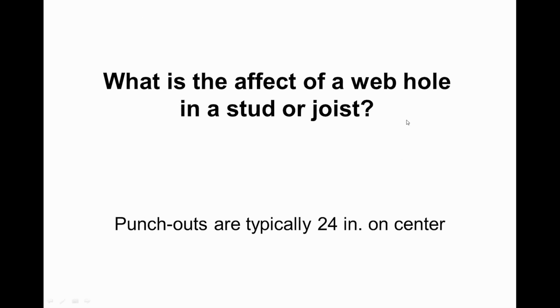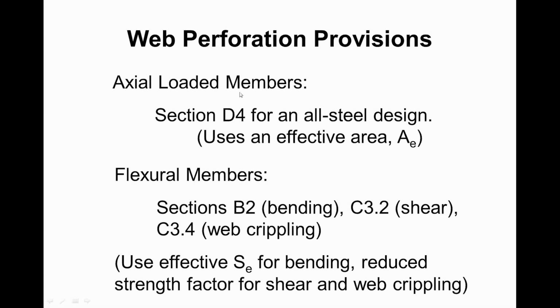Web holes. We know we place web holes in there to pass mechanical and electrical systems through the wall or through the floor. Those are typically 24 inches on center. From a design perspective, what does that do for me? Well, from a design perspective, for an axially loaded member, section D4, and I say D4, that is the S100, will give me the means of calculating an effective area. An effective area, again, where I'm going to reduce the area because of local buckling, as well as reduce the area because I've put this hole in here, or this punch out.